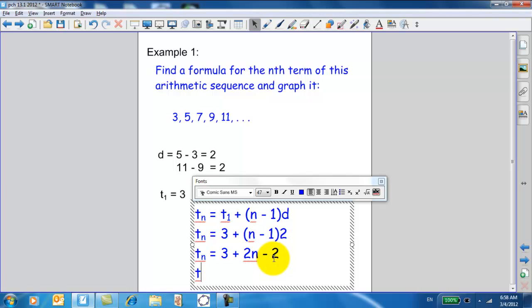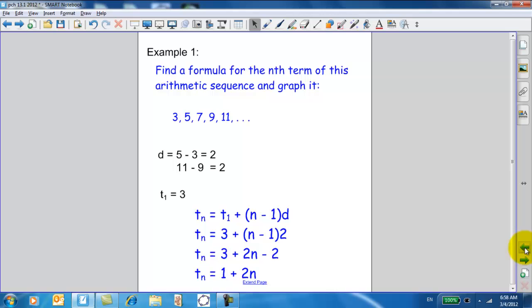Here's our final formula now. T sub n equals 3 minus 2 is 1, so 1 plus 2n. There you go. And you can see how it works. In fact, the formula for the odd numbers is 2n minus 1. So if you had started with 1, 3, 5, we'd have the odd number formula.